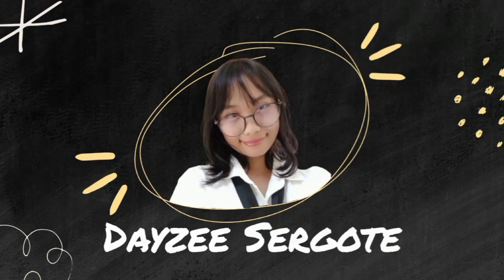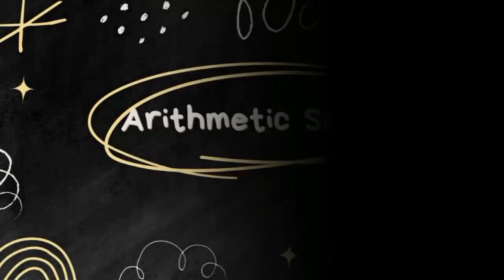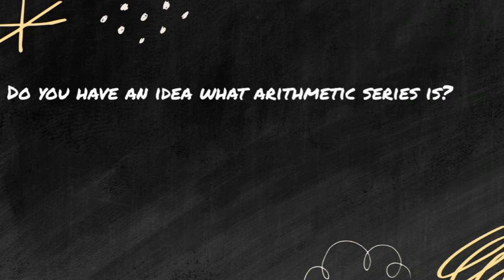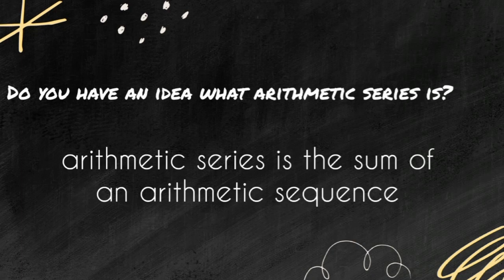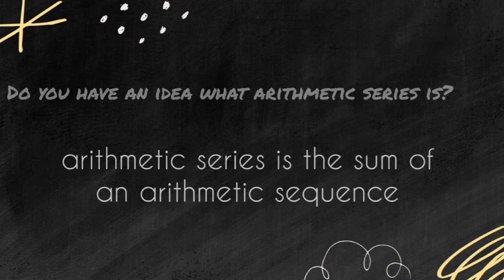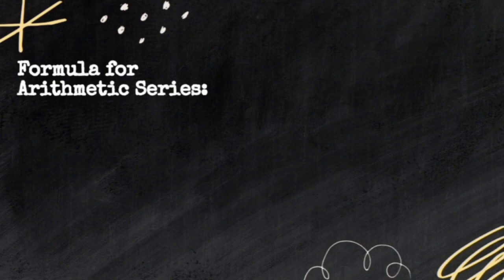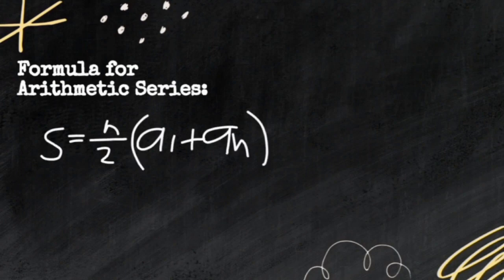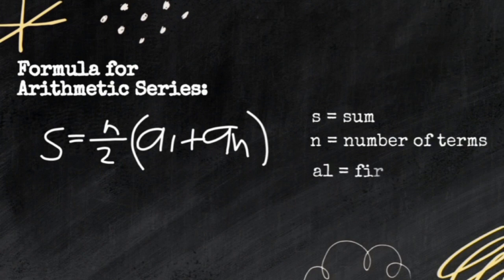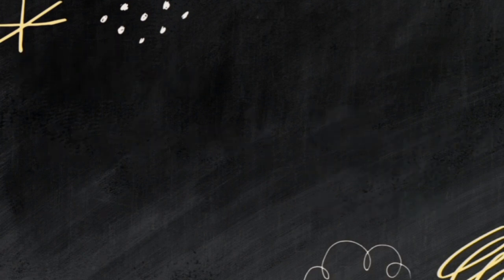Hi, Dayzee Sergote here. Let's talk about arithmetic series. Do you have an idea what an arithmetic series is? An arithmetic series is the sum of an arithmetic sequence. The formula for an arithmetic series: S equals n over 2 multiplied by a1 plus an, or sum equals number of terms divided by 2 multiplied by the first term plus the last term.